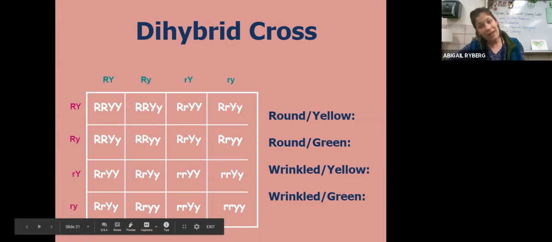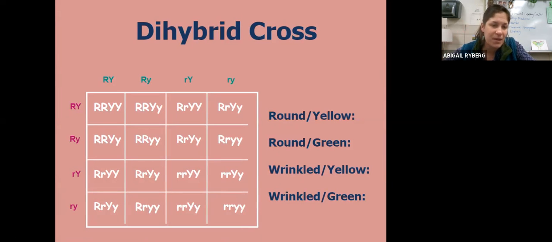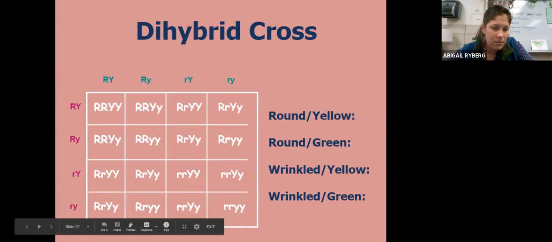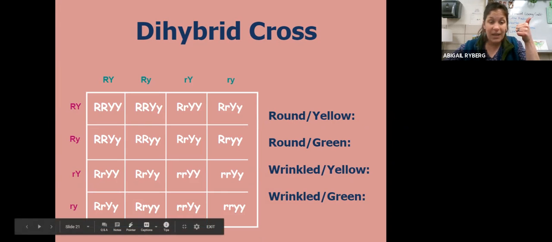Round and green is going to have a dominant R and then 2 little Y's. Okay, so let's see. Here's one, right? A dominant R and 2 little Y's is round and green. So that's 1. Here's another one, 2.